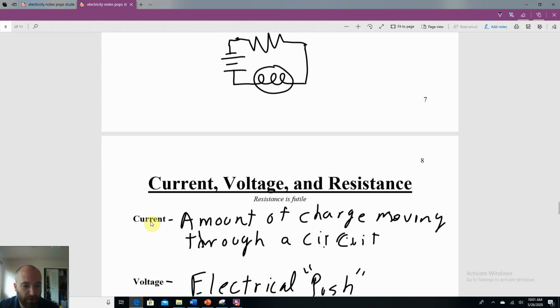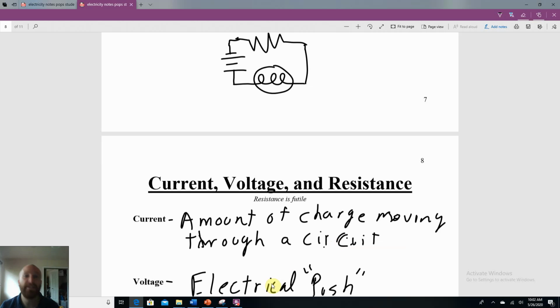Alright, so let's start with electrical current. Current is the amount of charge moving through a circuit. So it's basically just the value that we have for the amount of electricity moving through the circuit. A high current means there's lots of electricity, and the electricity is moving very fast. A low current means that there's not so much electricity, and it's moving very slowly through the circuit.